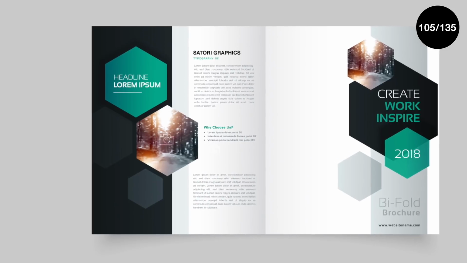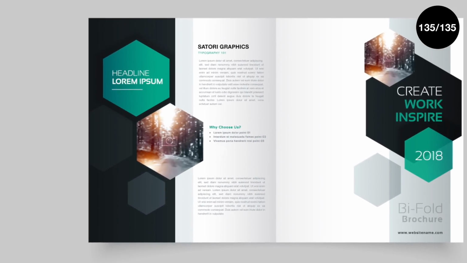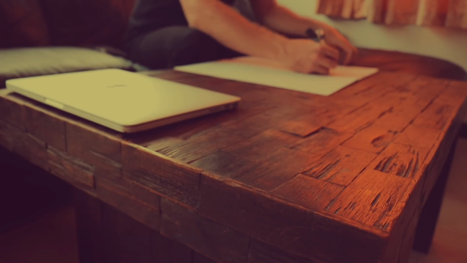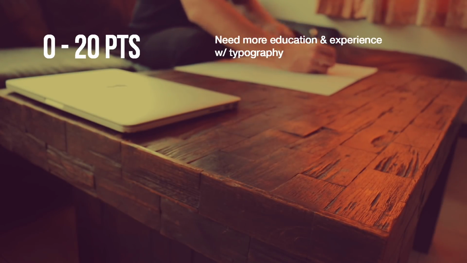So there was the last 30 points, with a total of 135 points in the video. Now if you scored 0 to 20, then you really need to focus your attention on typography education, online and both in books too. It's not a bad thing because we all need to start somewhere learning about typography.